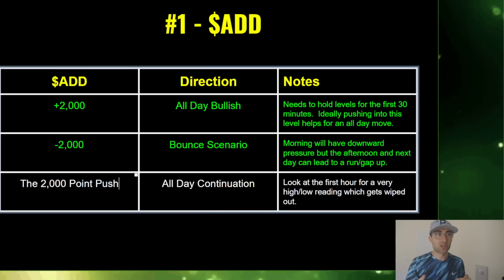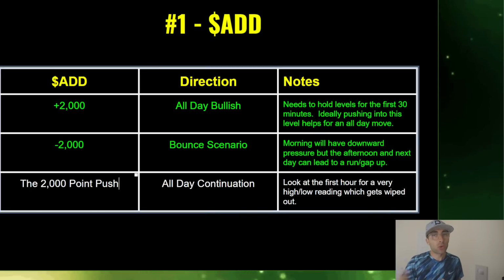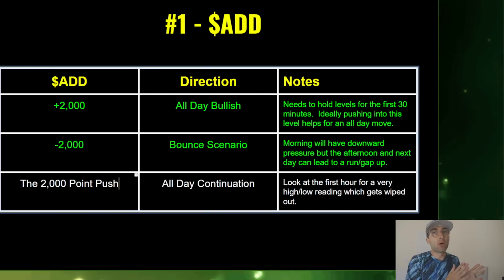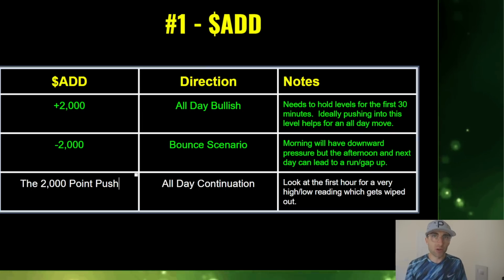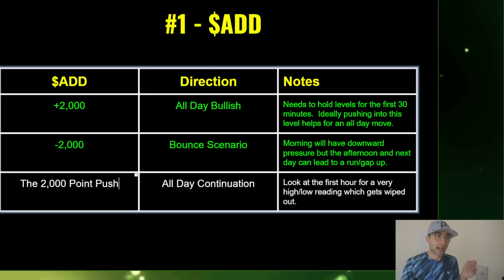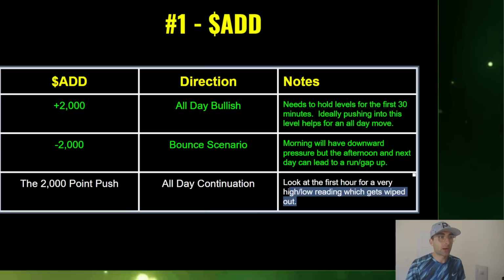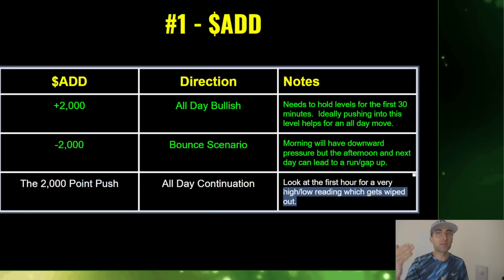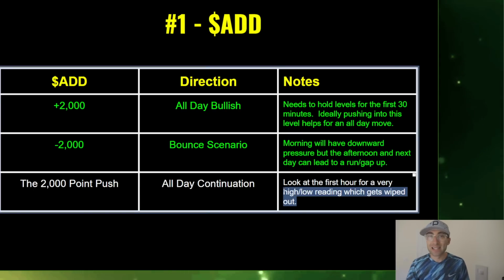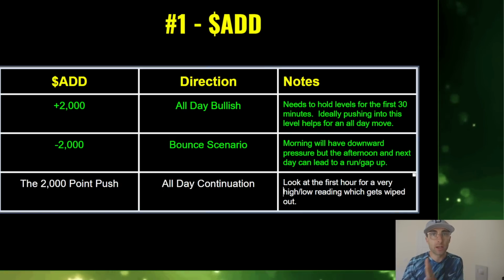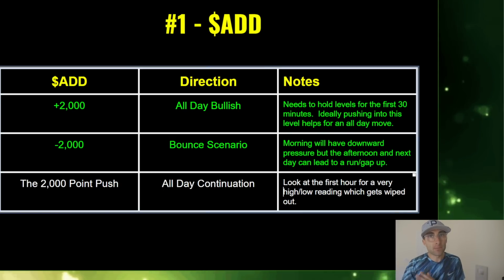they became bearish. When we see those 2,000 point pushes, we look for that momentum, that reversal that happened to continue all day long. Again, very important that we see the highest readings get wiped out. So we're looking for 1,500, 1,000, negatives, negative 1,500, negative 1,000. If those numbers get wiped out, we see the all-day pushes.